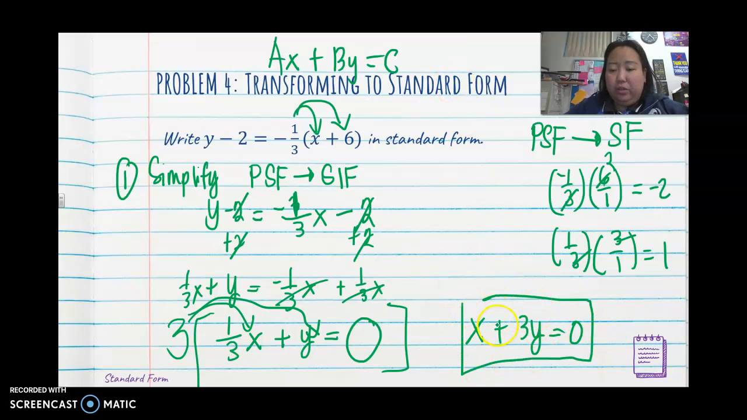This equation, x plus 3y equals 0, is just the same as this line. They are exactly the same line. They are just written in different ways. Pretty much like when you have your name, okay?